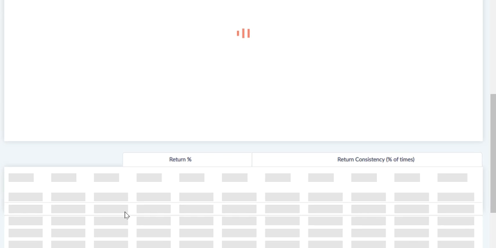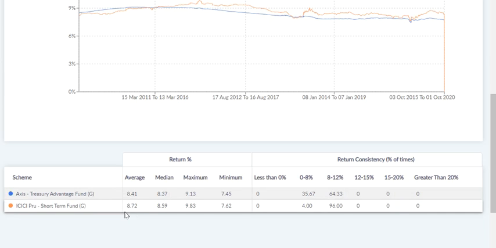Why are the returns different over time? It means that treasury advantage holds bonds which are of shorter duration, maybe 1 year, 1.5 years, while the short term fund has bonds in its portfolio whose maturity dates are around maybe 3 years. So that's why the short term fund does well when the time period for holding increases.